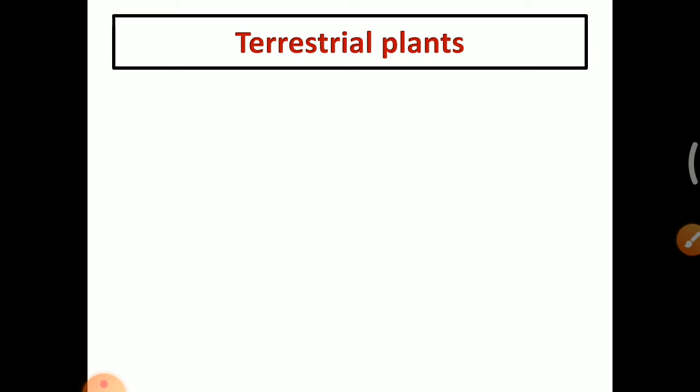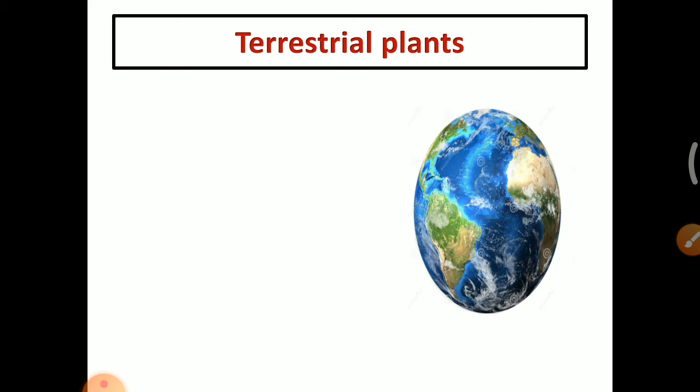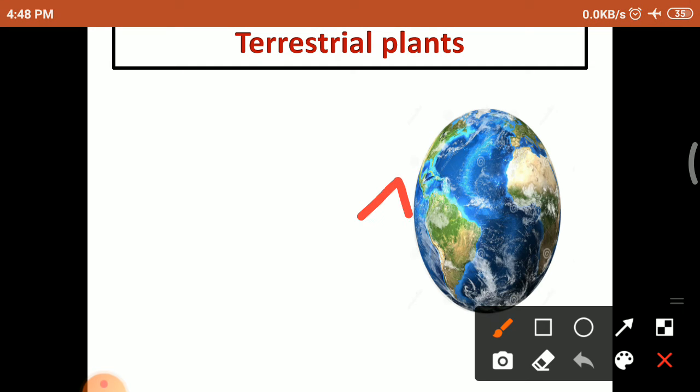The next one, terrestrial plant. Look at this image. You know that this is the earth and it looks blue in color. Why does it look blue in color? Because 70% of our earth is covered with water, so it looks blue, and 30% of our earth is covered with land.